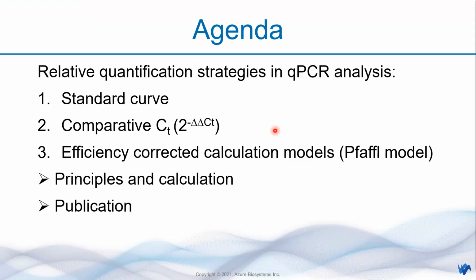Okay. So here is a very simple presentation about the relative quantification strategies in qPCR analysis, where we talk about three major strategies. The first is standard curve. Second is the delta delta CT model of calculation, and the final one is efficiency corrected calculation models, where we talk about the principles and show you certain calculations, and the publication showing you which one you should pick and what you should do with them.